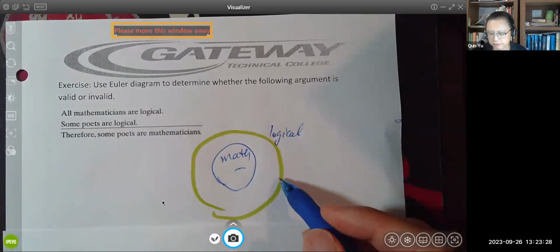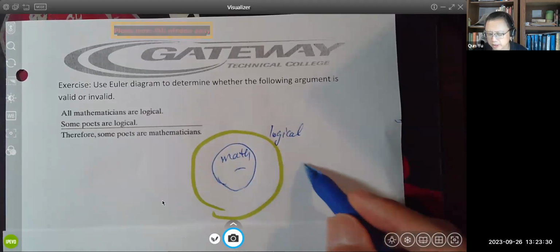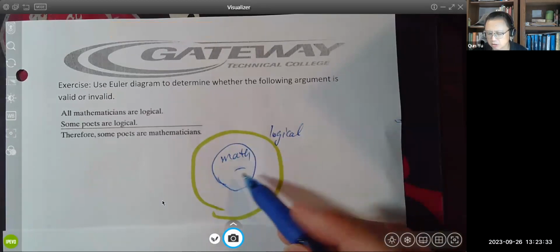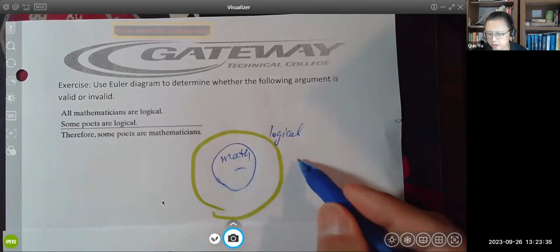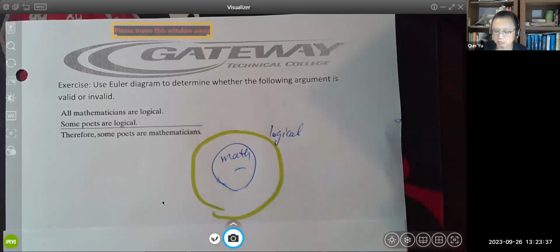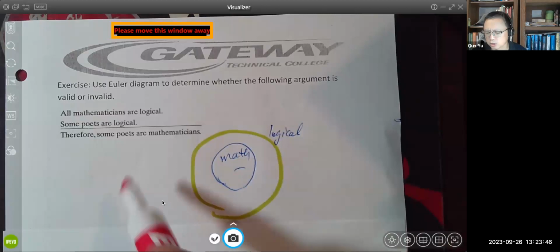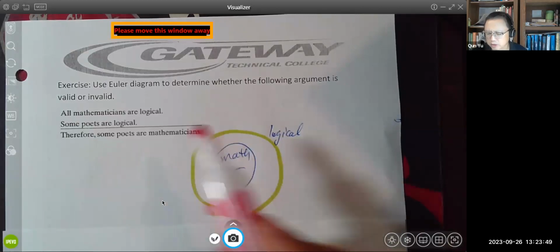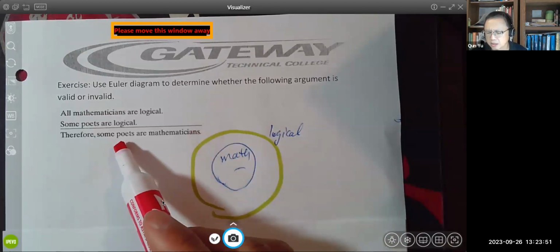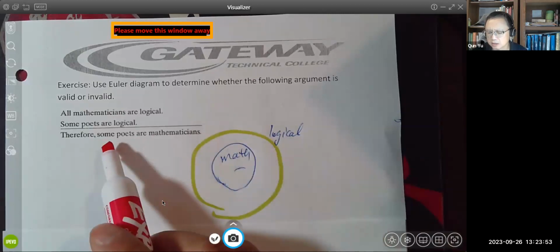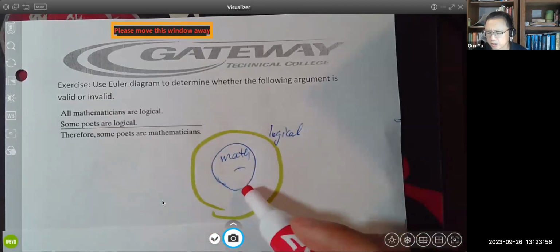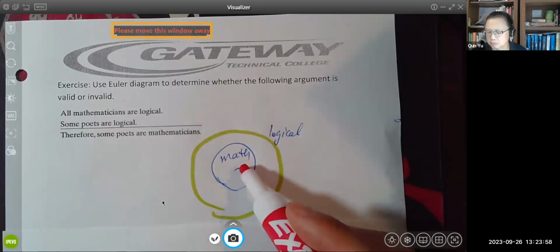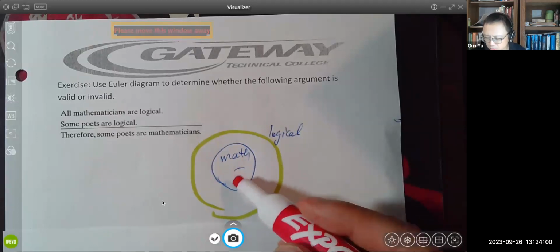But there are different scenarios. I can draw it this way without touching the blue circle. I can also draw it this way, which will overlap with the blue circle. As soon as you realize there is more than one way to draw the second premise, you want to look at the conclusion first. So which two circles are involved? The points circle, that's our red one, and mathematicians. So they want this red circle to partially overlap with the blue one. So I'm not going to do that.